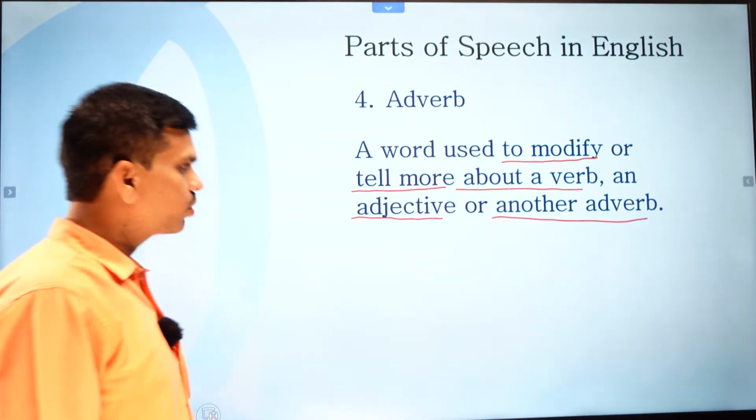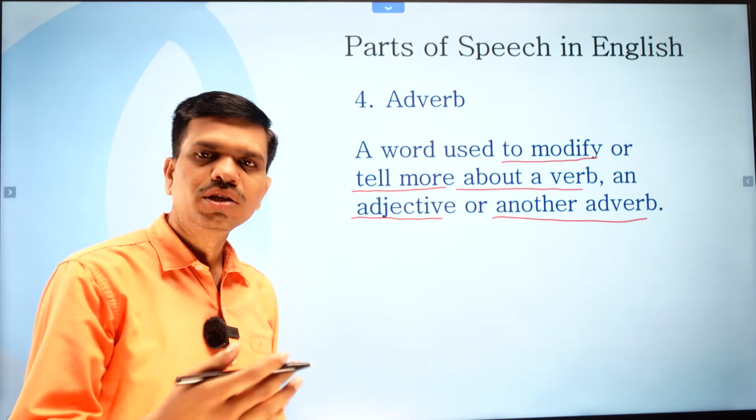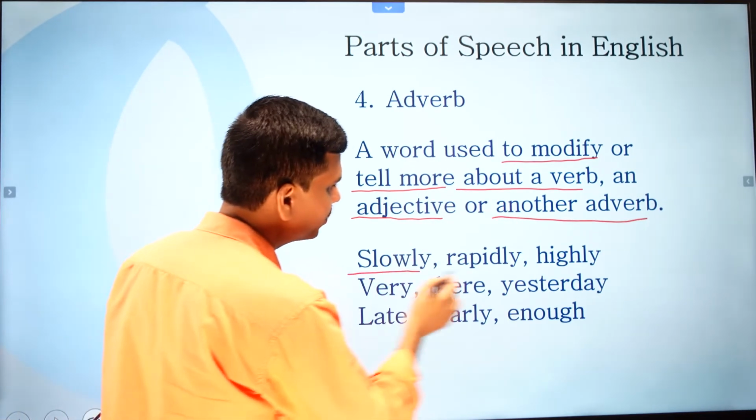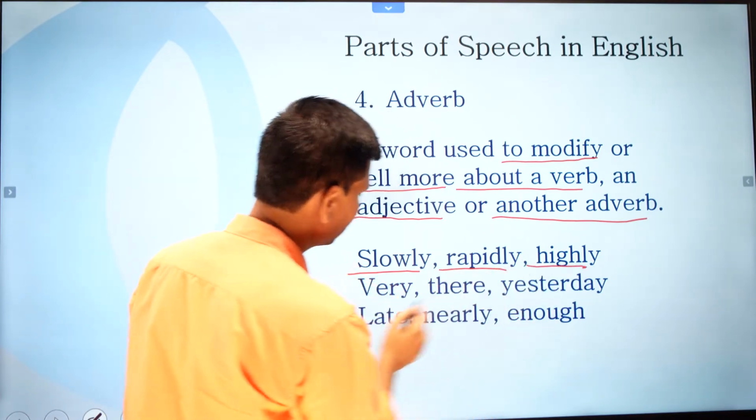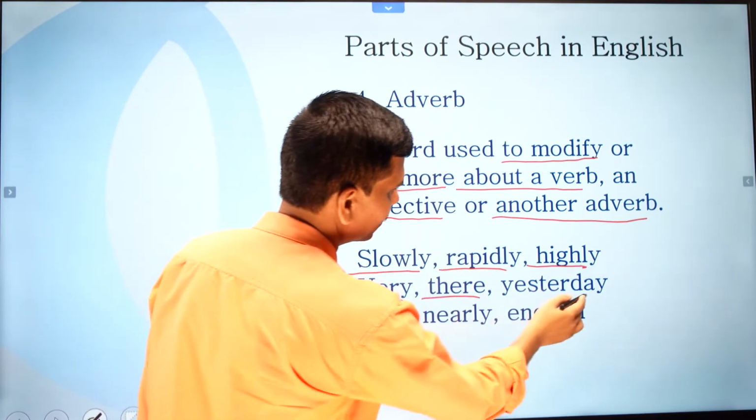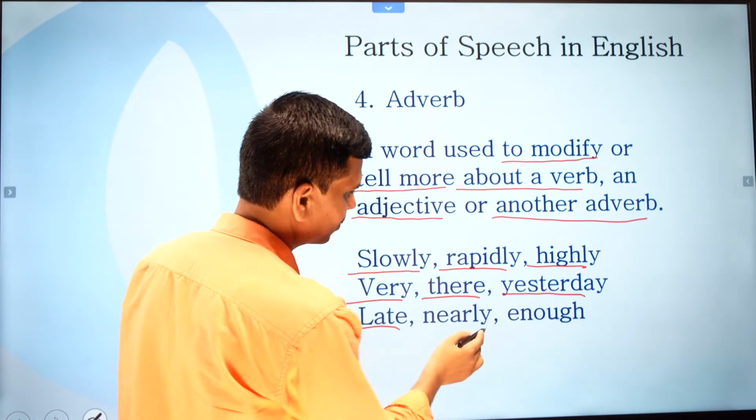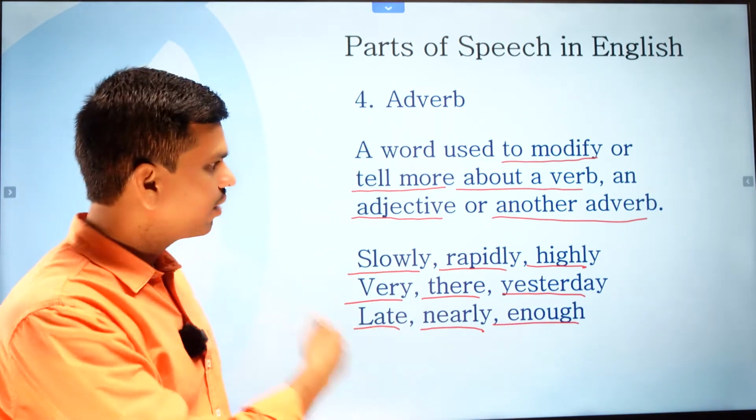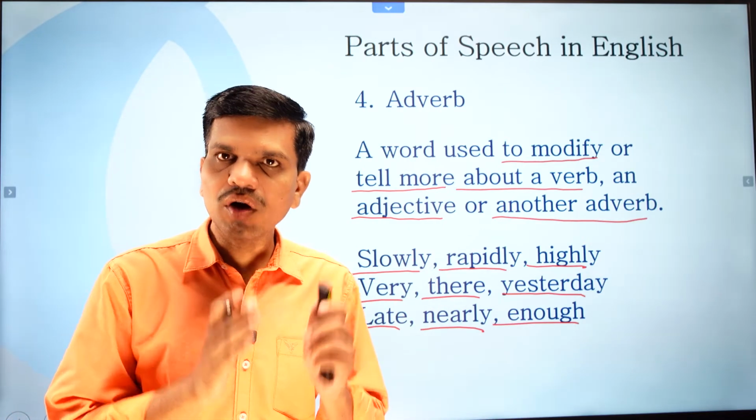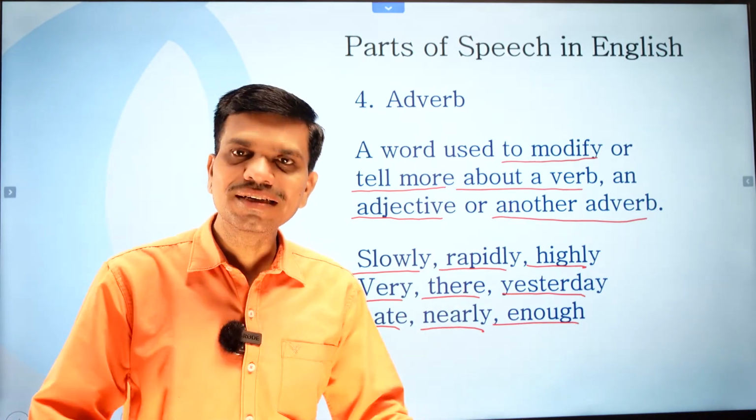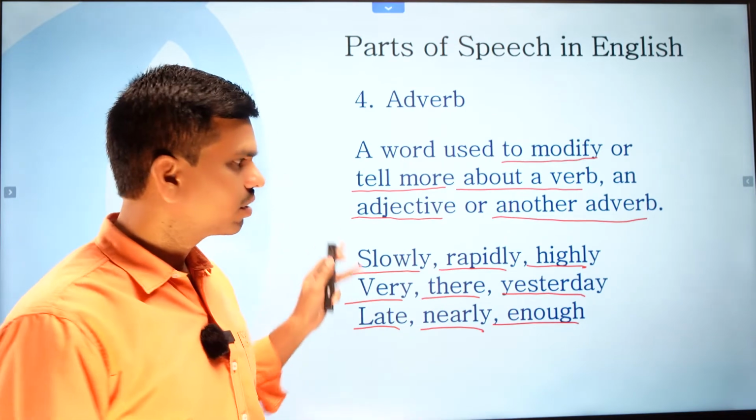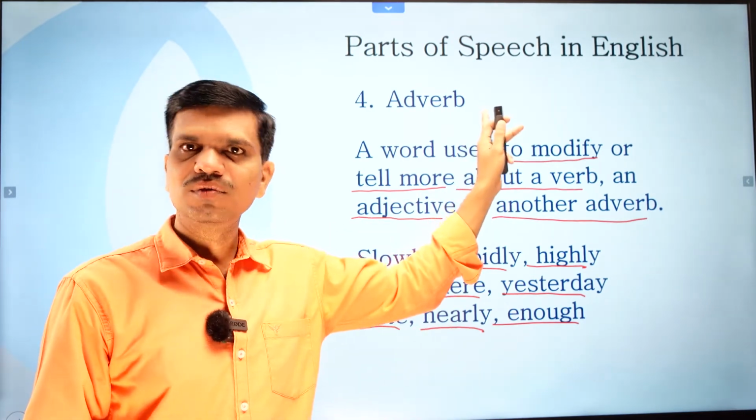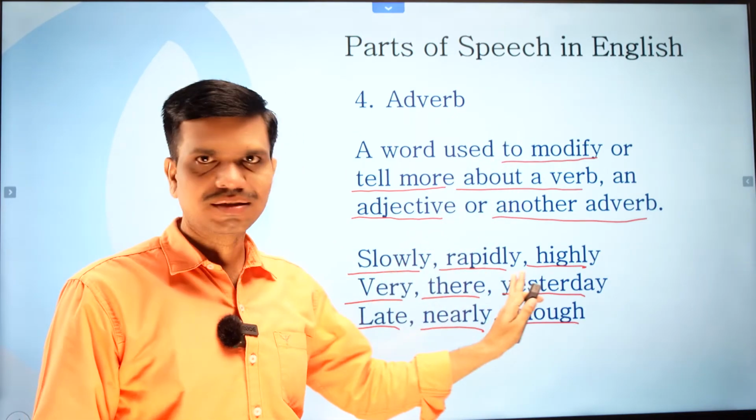Now here we have some of the examples, so you will be clear about it. Now you see here, slowly, rapidly, highly, very, dear, yesterday, late, nearly, and enough. All these are adverbs. Now I will explain all these parts of speech in detail in the coming videos. Right now just understand what is the definition of the term and what are the examples.